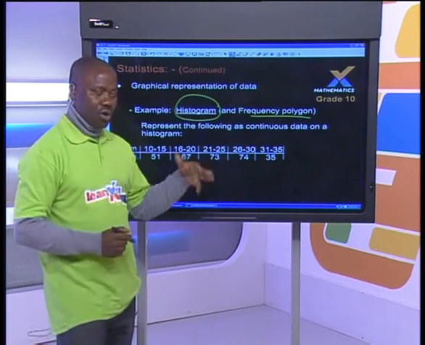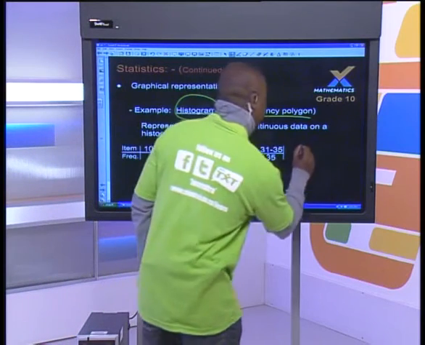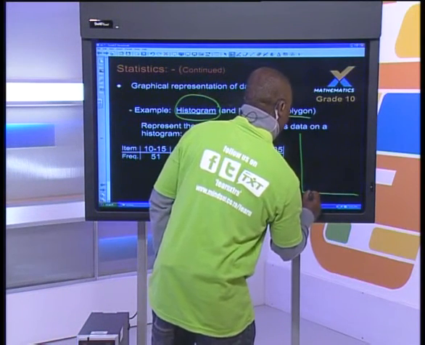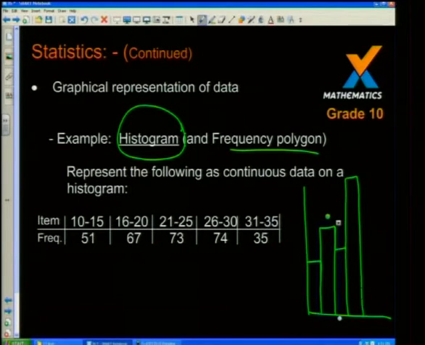So if I give you continuous data, you draw something called a histogram, but it's going to look exactly like a bar chart, except that you are going to have bars that don't leave a gap in between. Probably that one goes up to there, the other one goes up to there. So that would be a typical histogram.